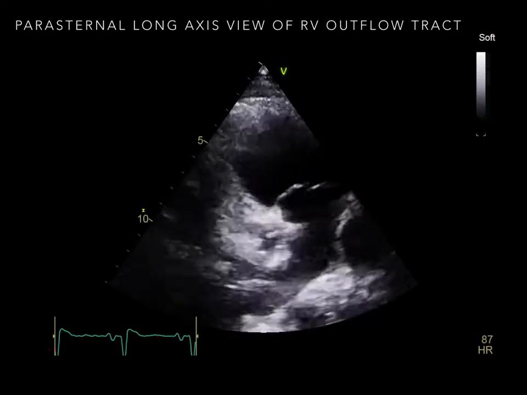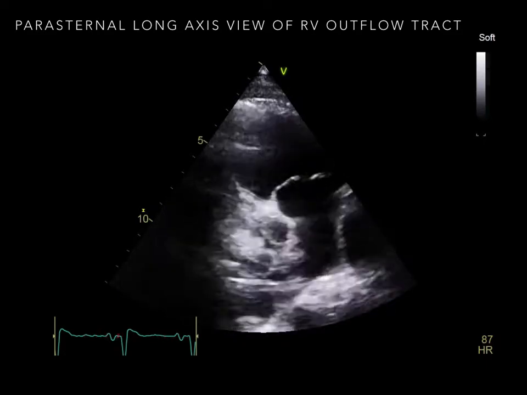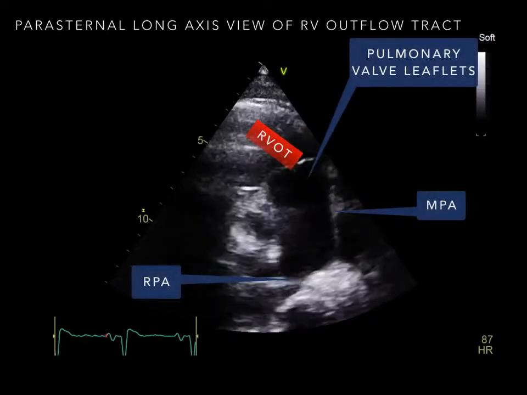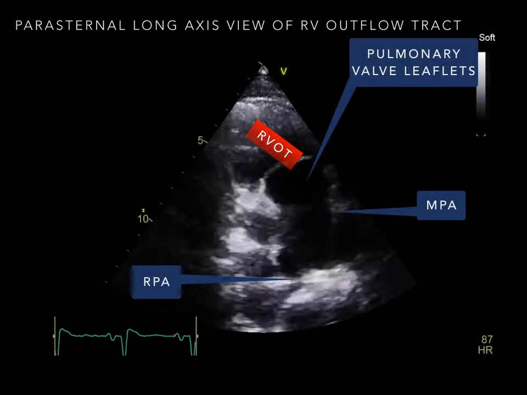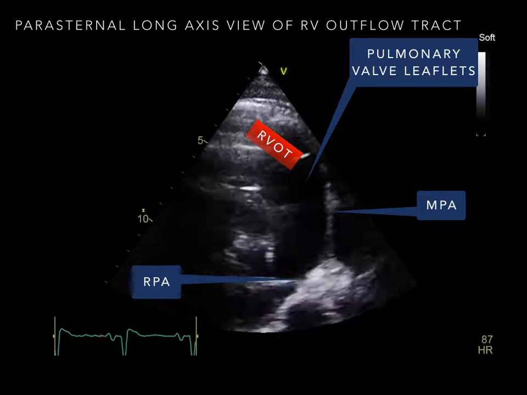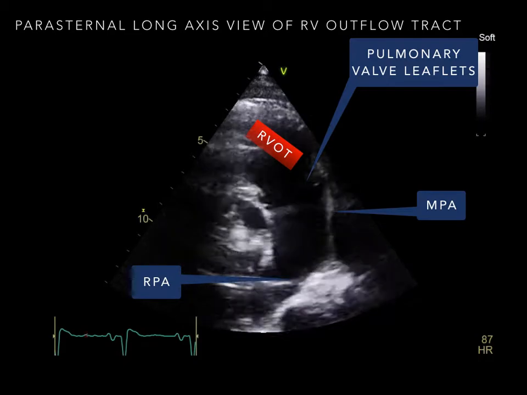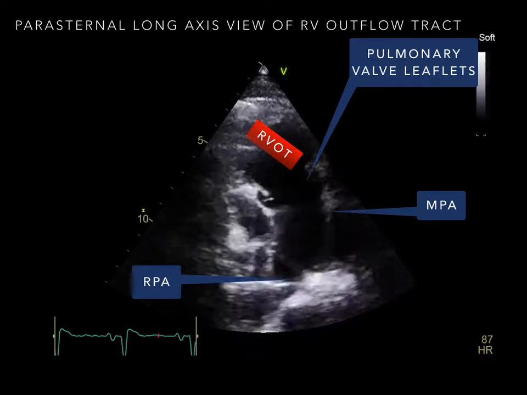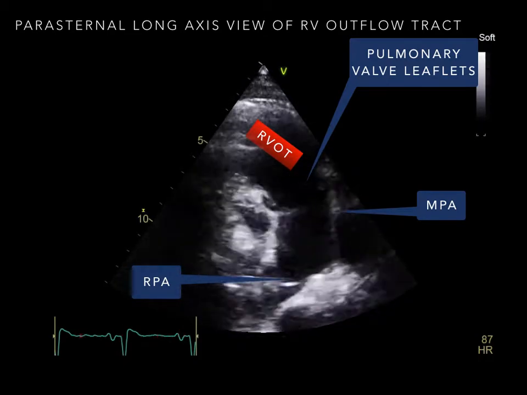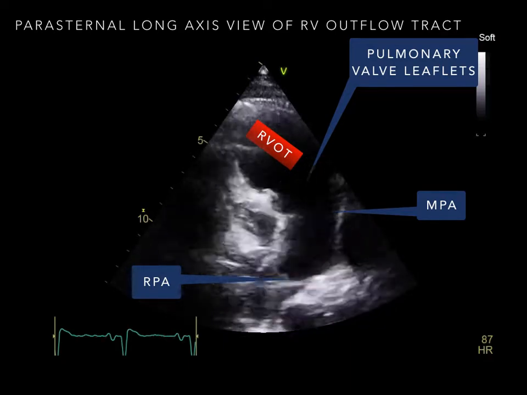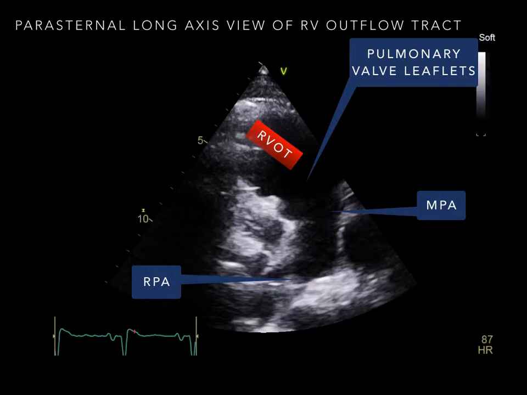This view visualizes the entire RVOT. Two of the three pulmonary valve leaflets are visible. The proximal main pulmonary artery is well seen as well. Occasionally, the bifurcation into right and left branches is seen. On this image, the right pulmonary artery is visualized.